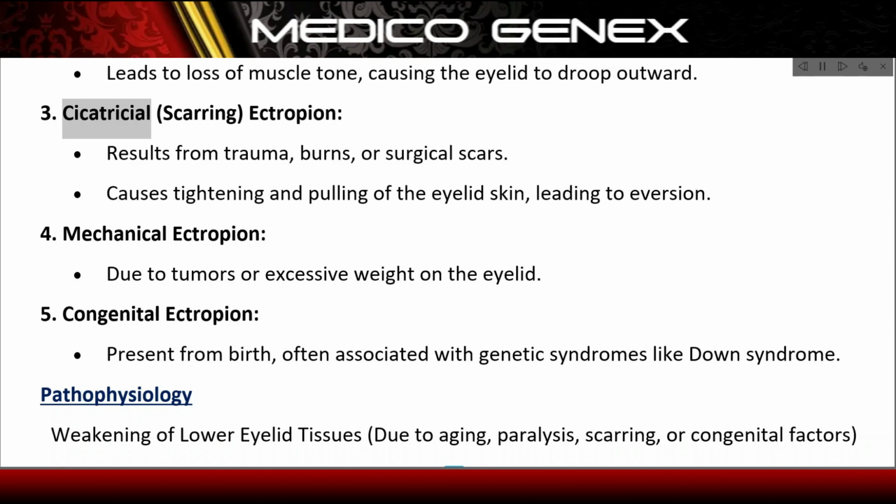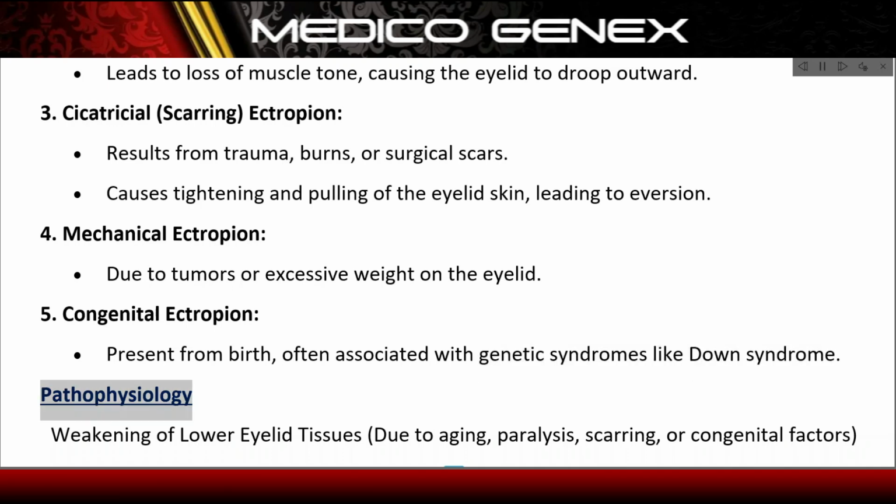3. Cicatricial, scarring, ectropion. Results from trauma, burns, or surgical scars. Causes tightening and pulling of the eyelid skin, leading to eversion. 4. Mechanical ectropion. Due to tumors or excessive weight on the eyelid. 5. Congenital ectropion. Present from birth, often associated with genetic syndromes like Down syndrome.